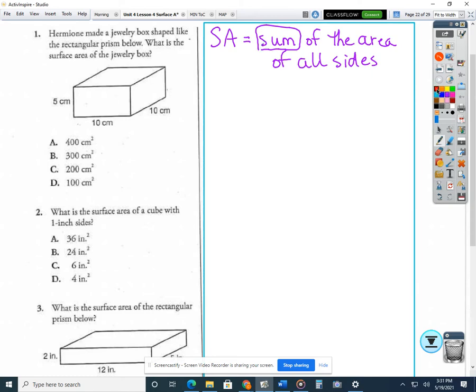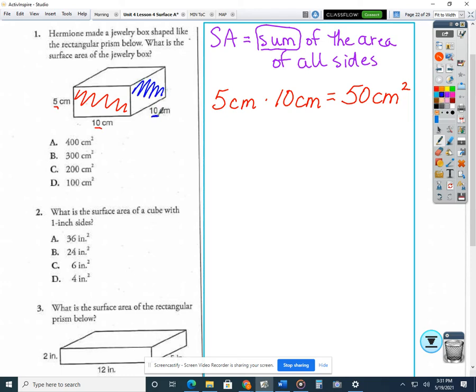So looking at our first problem, Hermione made a jewelry box shaped like the rectangular prism below. What is the surface area of the jewelry box? So let's start with our front side here. It has a length of 5 and a width of 10. So the area of this side is going to be 5 centimeters times 10 centimeters, which will be 50 centimeters squared.